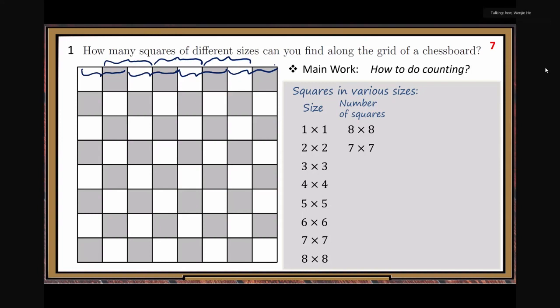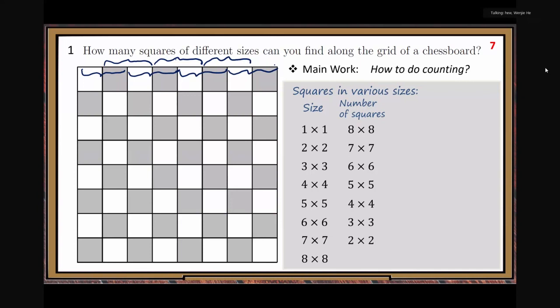How about 3 by 3? 3 by 3. 6 by 6? Do you agree? Yeah, 6 by 6, correct. 4 by 4. How about 4 by 4? Find some rule. 4 by 4, how many? 5 by 5. 5 by 5, 4 by 4. 6 by 6, 3 by 3.